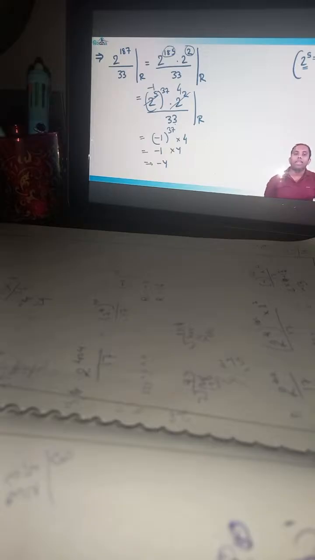But the final remainder is never negative. I should stop at 4 because 4 is lesser in magnitude than 33. That's why 4 is correct, right? But I have my minus sign here. So minus 4, I have to add the base with sign. So 33 minus 4. What is the answer? The answer is 29.